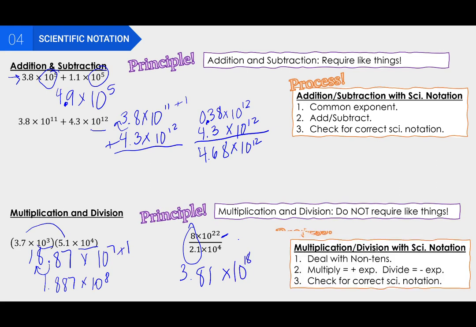Here's our process. When you're multiplying and dividing, deal with the non-10s first. And then if you're multiplying, you're going to add the exponents on the 10s. If you're dividing, you're going to subtract the exponents on the 10s. And I always check for that correct scientific notation. On our last problem, we were between 1 and 10, so we're good. And those are the operations of scientific notation. Go ahead and watch the next video on the order of operations.